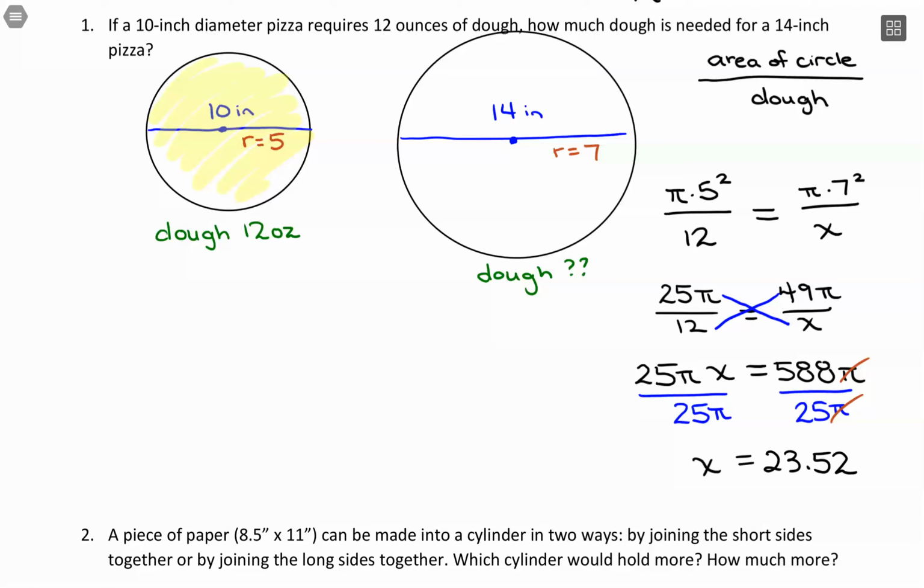So what did I solve for? Let's go back to our question. Realize this is the amount of dough needed for a 14-inch pizza. So let's put that together in a sentence. A 14-inch pizza needs 23.52 ounces of dough.